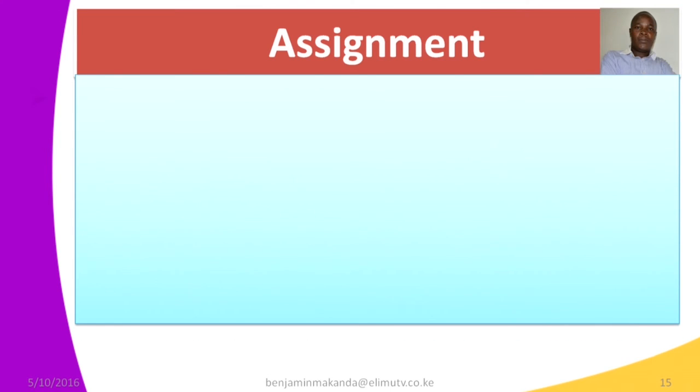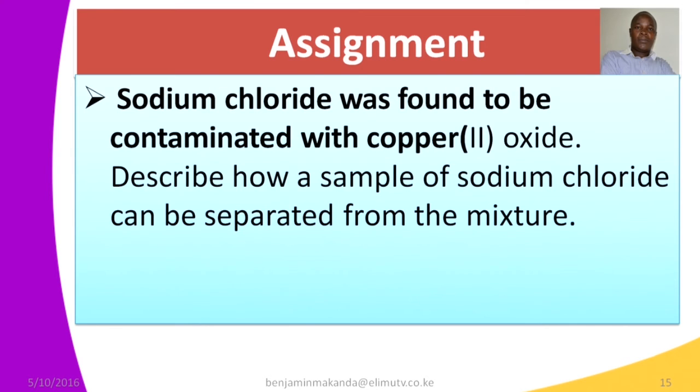So our assignment for the day: sodium chloride was found to be contaminated with the copper 2 oxide. Describe how a sample of sodium chloride can be separated from the mixture. We have just seen from the foregoing that when you want to separate salt from water, what you have to do. So this is one of the questions that you'll have to apply what you have watched to respond to it. So that one becomes your assignment for the day. And then that marks the end to our lesson.